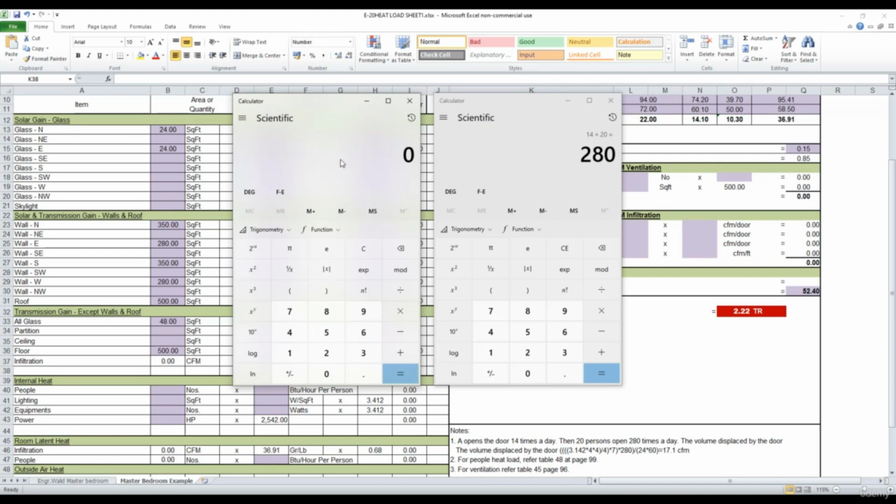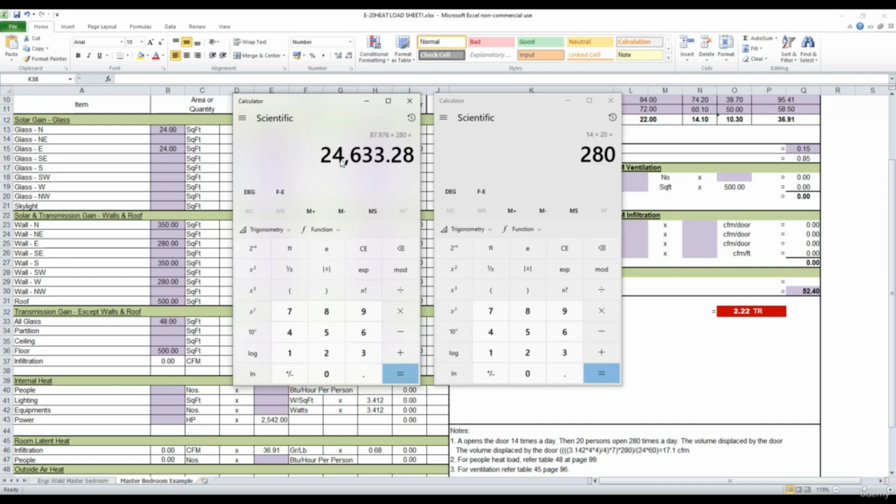Now, the width of the door is 4 feet, and it opens from a sharp position at an angle of 90 degrees. To calculate the volume of air displaced by the door, we have to find out the area of the door's sweep, that is pi r squared divided by 4. Now when we multiply this area by the height, which is 7 feet, we find out the volume of air that this door displaces. Next, we have to find out the volume of air displaced 280 times a day. Hence, we multiply this value by 280.